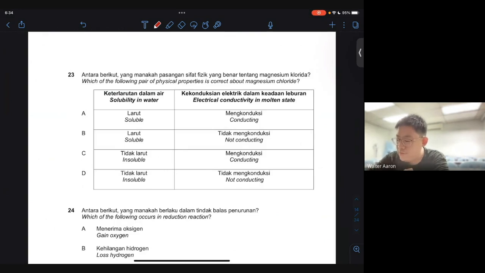23, which of the following pair of physical properties is correct about magnesium chloride? Okay, magnesium chloride is supposed to be an ionic compound. So for this question, is it soluble in water? Yes. Does it conduct electricity in molten state? Yes, because it is a compound, not an element, right? So A is definitely correct. It is soluble in water and it is able to conduct electricity in a molten state. The rest of it is wrong technically, because those are not related to this particular subtopic.